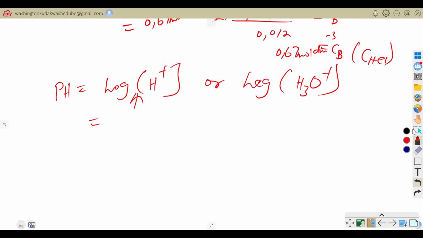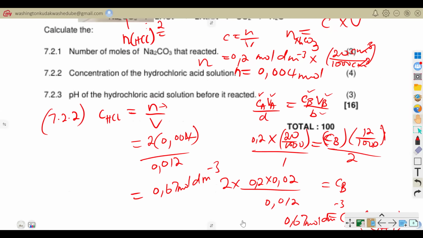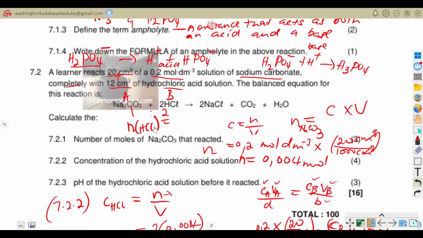Now let's find the concentration of the H plus ions. Because they say that it is before it reacted, let me show you something here. Before HCl reacted, how much H plus did it have? It had H plus ions equivalent to the number of moles within here, so those moles give the same concentration as the concentration of HCl.